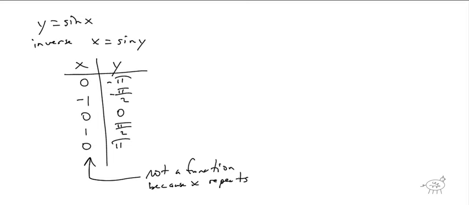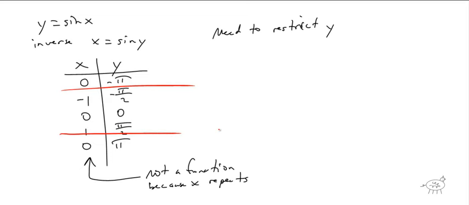So actually, what I need to do here, math fans, is I need to restrict my y value. Okay, and so what I'm going to do here is I'm going to restrict it between here and here. All right, do you guys agree that if I restrict my y values between negative pi over 2 and pi over 2, x won't repeat? Okay, so I need to restrict my y value.